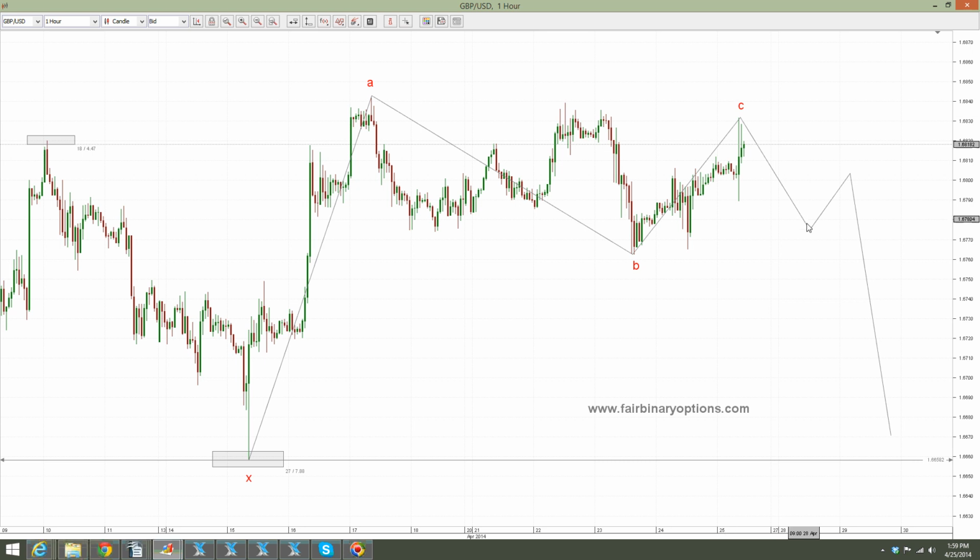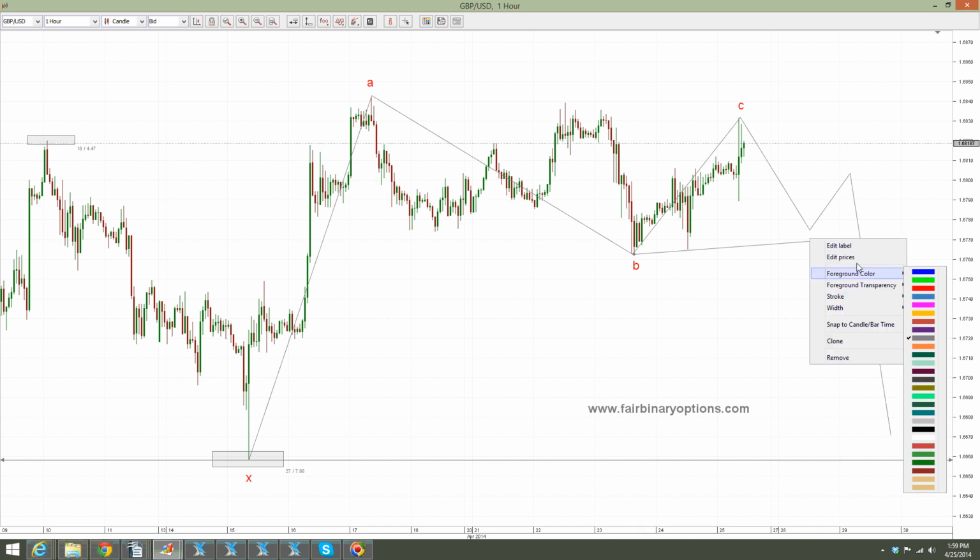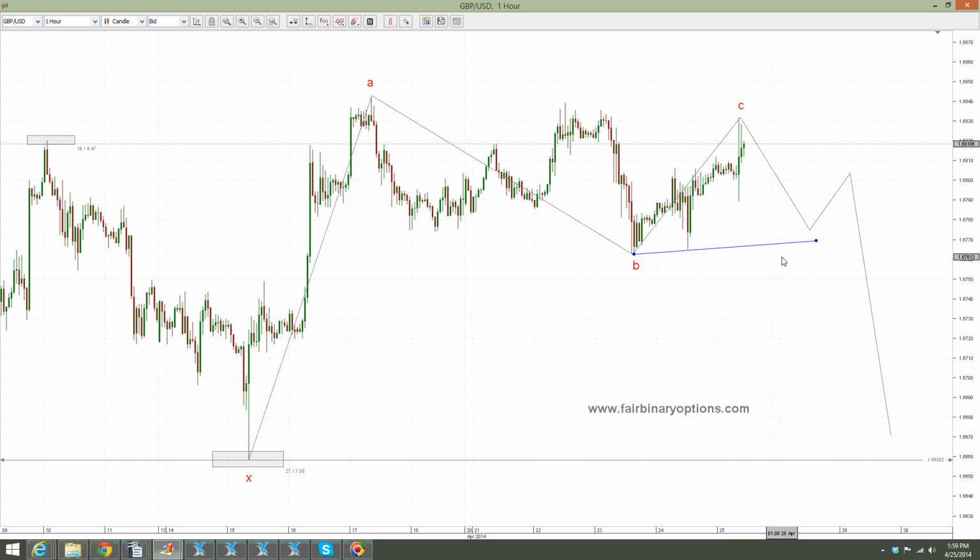Now A, B, C, now we're looking for the D wave. In a contracting triangle, the B2D trend line is mandatory not to be broken by any parts of the future C wave or E wave. So basically this should be our B2D trend line. Let me make it a bit colored. So the D wave to the downside should come around here.